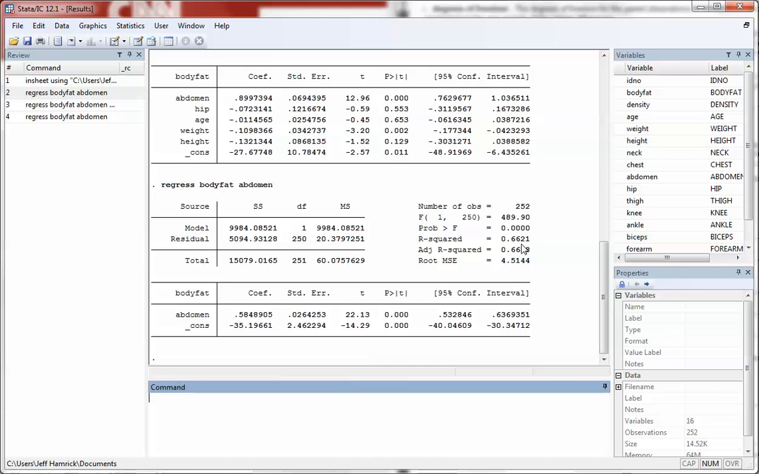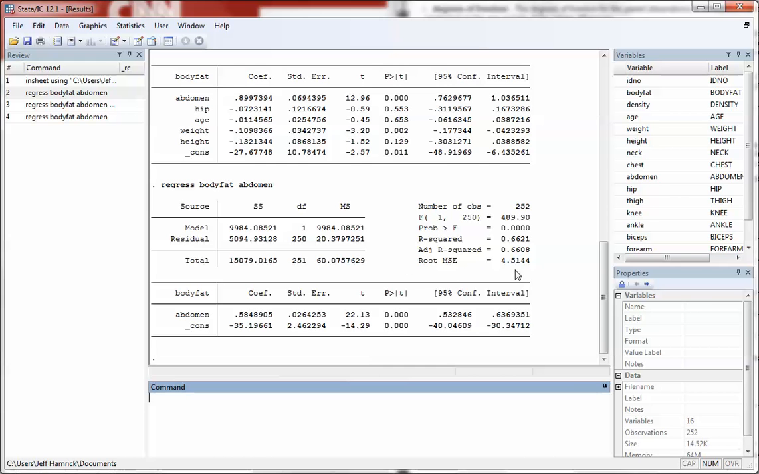If you take the sum of the squared residual terms right here, and you take the average of those in terms of degrees of freedom, that is, if you take this number and divide by 250 to get mean squared residuals, and then you take the square root of this number right here, you get root MSE.